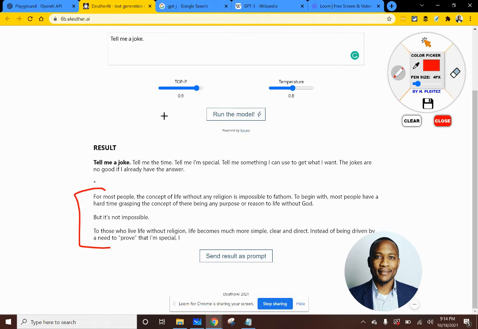For most people, the concept of life without any religion is impossible to fathom. To begin with, most people have a hard time grasping the concept of there being any purpose or reason to life without God. But it's not impossible. To those who live life without religion, life becomes more simple, clear, direct, instead of being driven by the need to prove that I'm special.